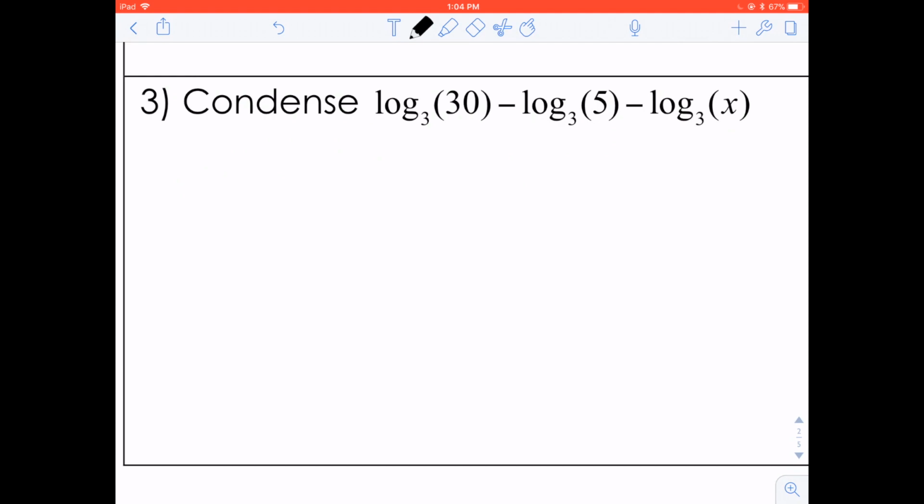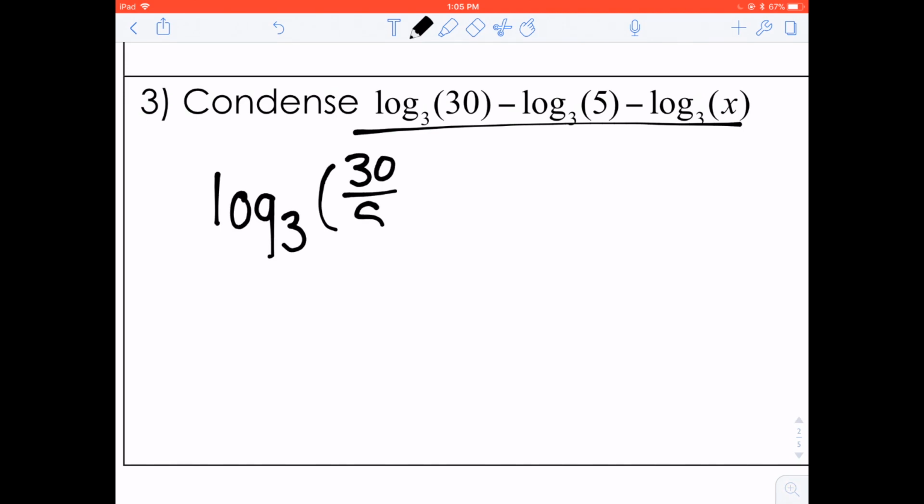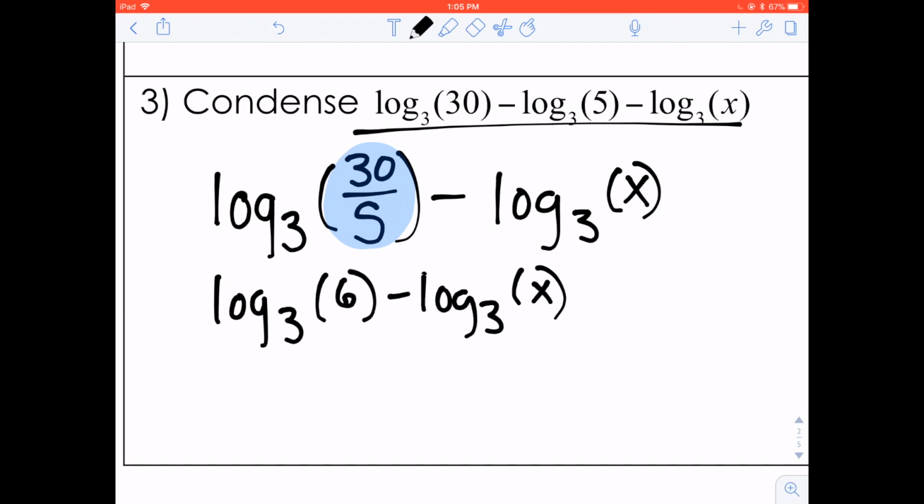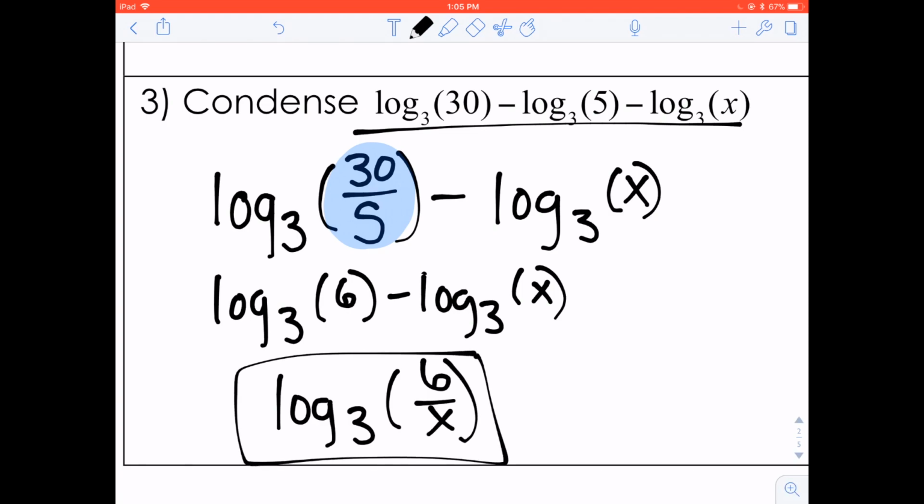So we have subtraction, so we're just going to go from the left to the right. Subtraction changes into division, right? So condensing, we go down to just one log. So we have log base 3 of 30 over 5, and we're still subtracting that log base 3 of x. Now what is 30 over 5? 6, right? So we have log base 3 of 6 minus log base 3 of x. We can go one step further because we know subtraction is just division. So we have log base 3 of 6 divided by x, and that's our final answer. All right, go ahead and try number 4.